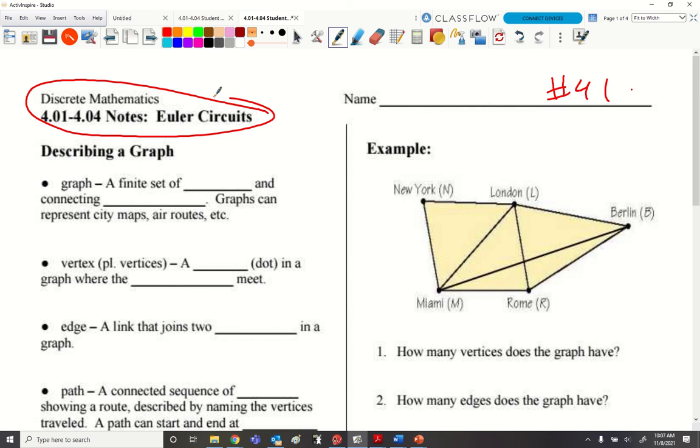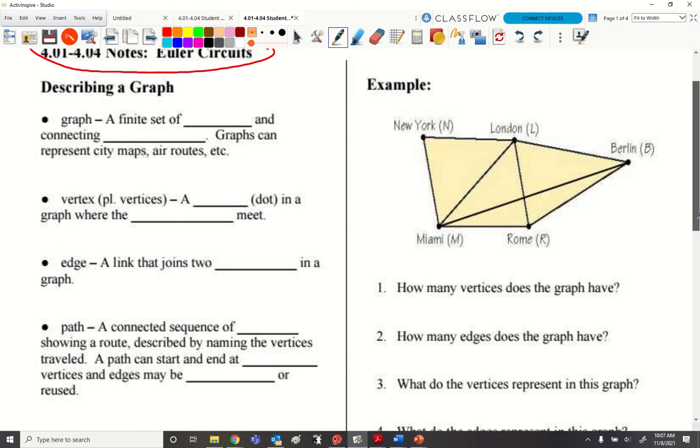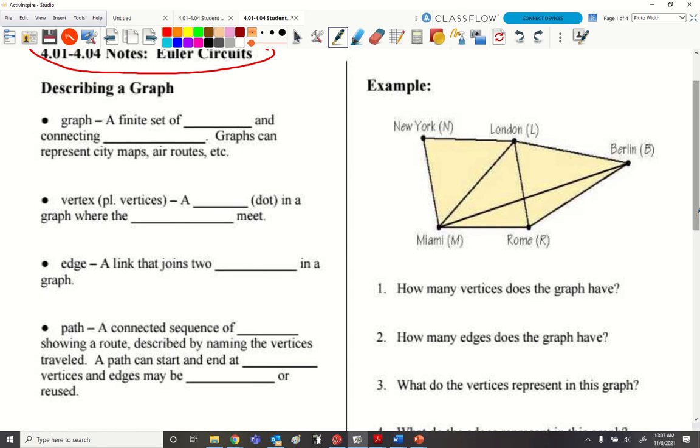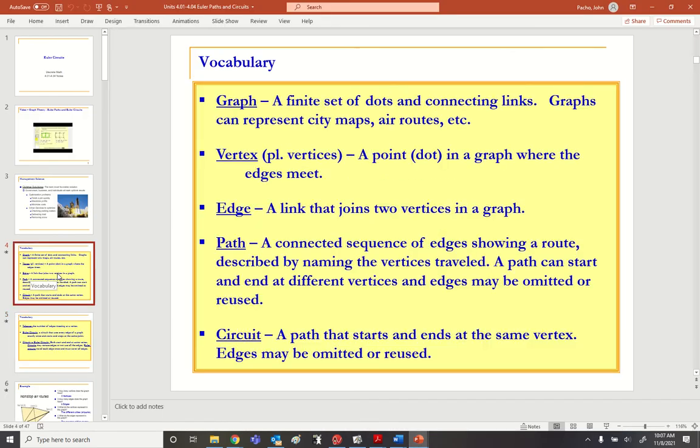So the first thing I'm going to do is hit up these vocabulary words here. We're going to hit graph, vertex, edge, and path, which are right here. Your notes are fill in the blanks, so if you could, go through and fill in the blanks for this. You have to read it to find out what the missing words are and fill in the blanks.